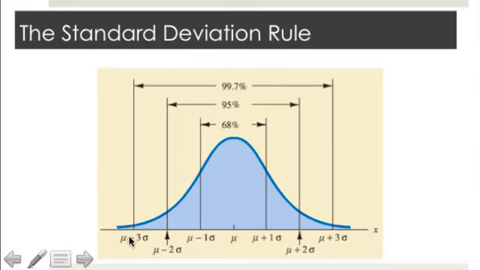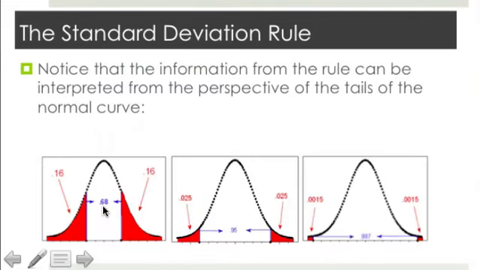Meaning, of course, that if you subtract 3 standard deviations from mu, which is in the center, and add 3 standard deviations, then virtually all of your values for the random variable live right here. You can also look at this from a different perspective. Notice that the information from the rule can be interpreted from the perspective of the tails of the normal curve.